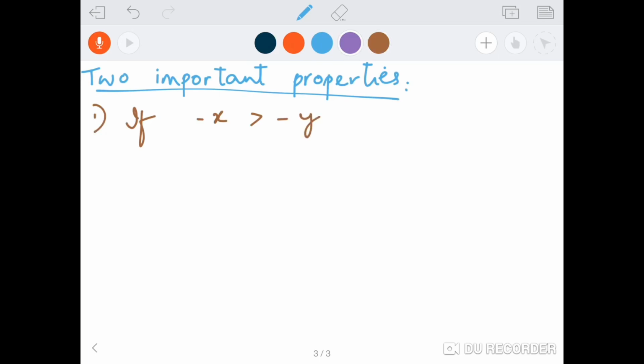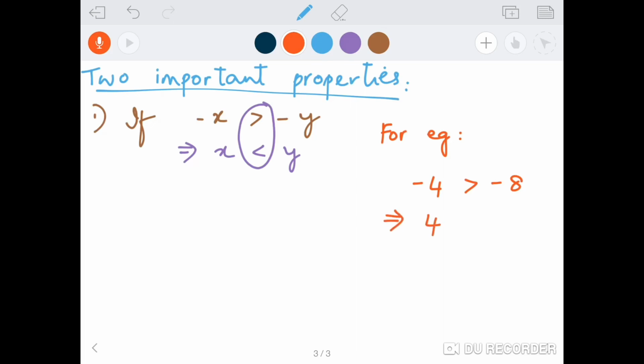If minus x is greater than minus y, then this implies that x is less than y. You have to change the inequality sign if you're cancelling off the minus on both sides. Let's take a very simple example. You know minus 4 is greater than minus 8, but when you get rid of the minus sign, 4 becomes less than 8. So that is what we are trying to say. If you're trying to eliminate the minus sign on both sides, please change the inequality sign.